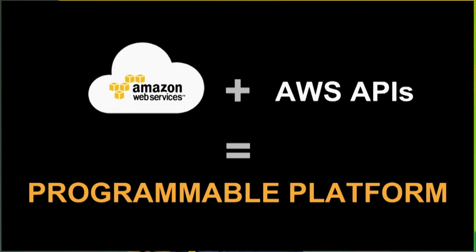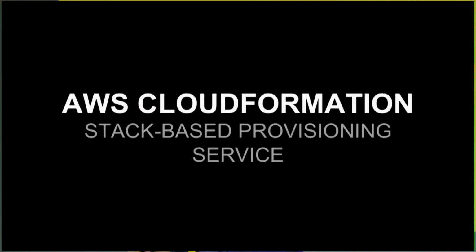And basically, AWS is a kind of programmable data center. So here we have a service called CloudFormation, which is a stack-based provisioning service. It's to bootstrap an architecture from the greenfield, from nothing. So the idea is pretty simple.